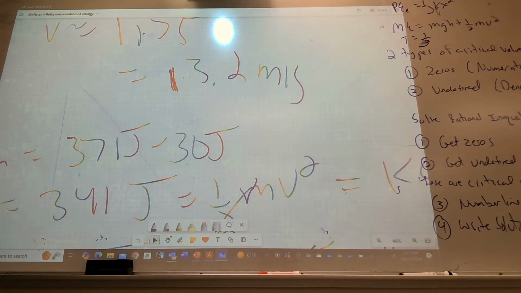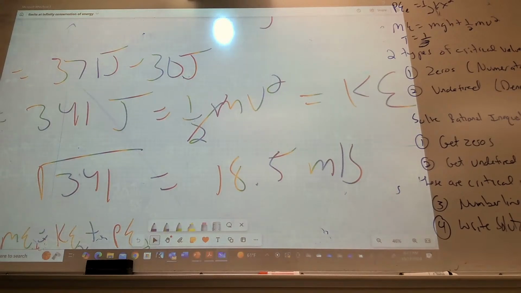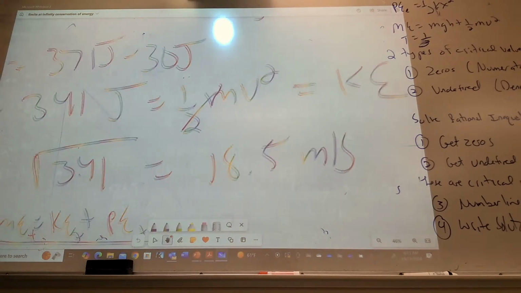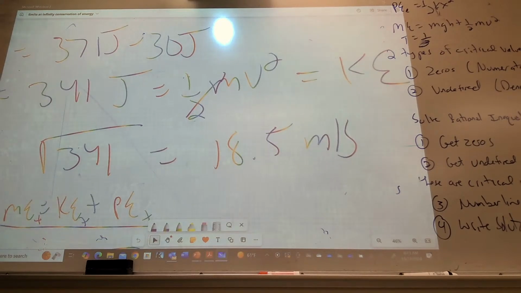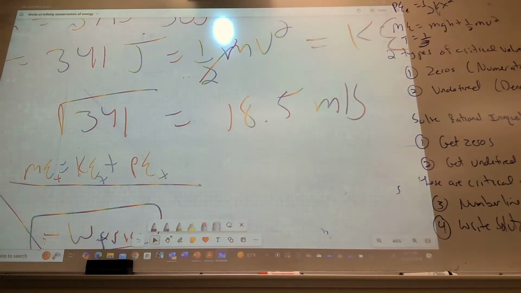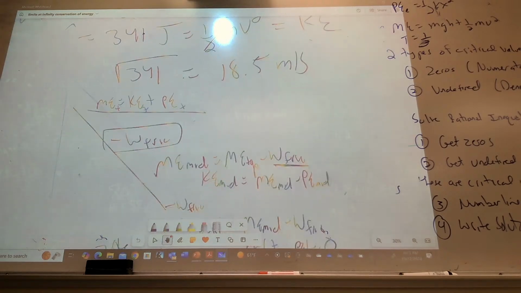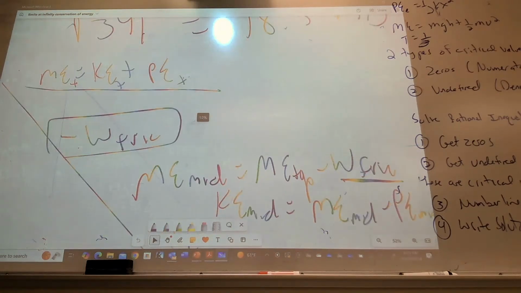Lincoln, what's the speed at the bottom? I have 18.46 meters per second. Good. We just set that equal to kinetic energy and solve. So I think you just need to write it down if you haven't already. Let's go through it right here. Okay, so you're going to write it down if you don't have this.